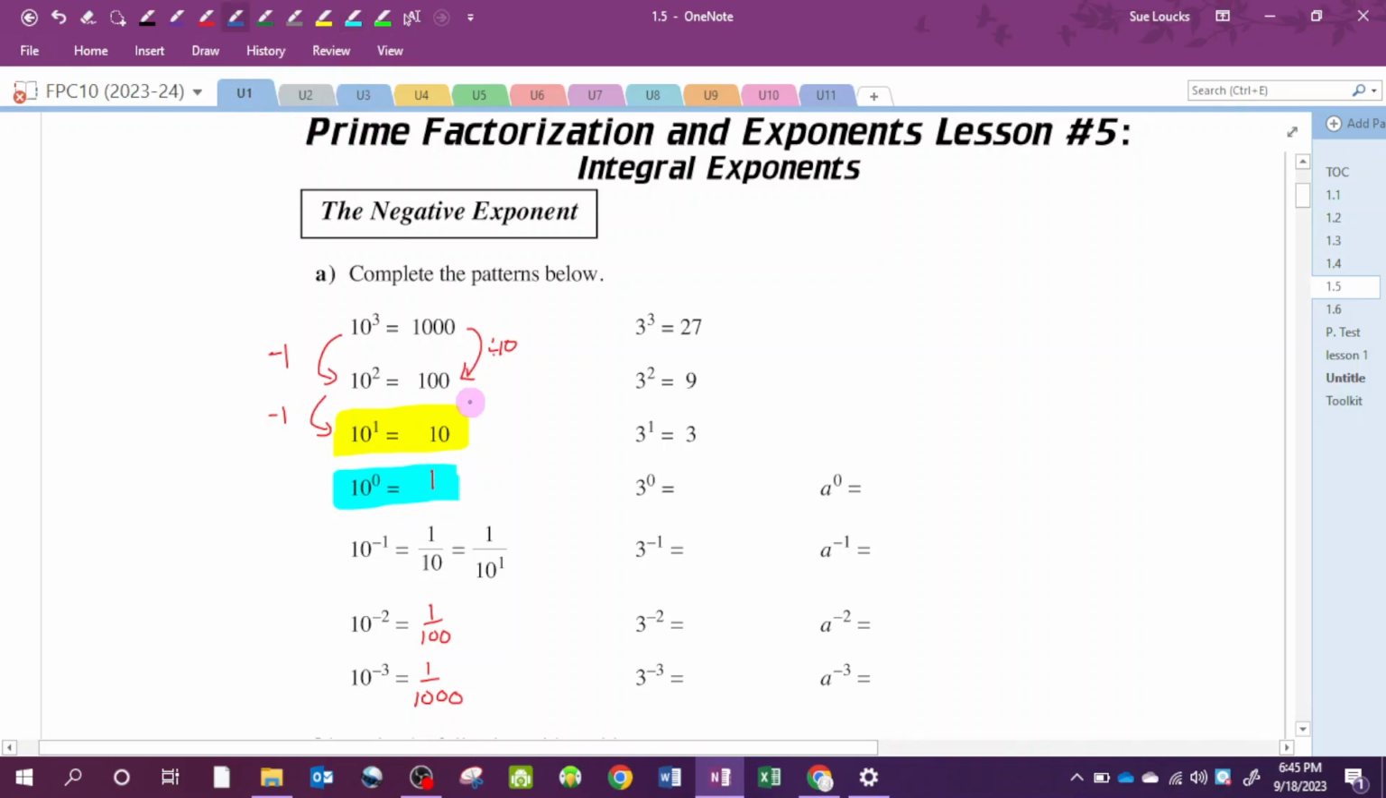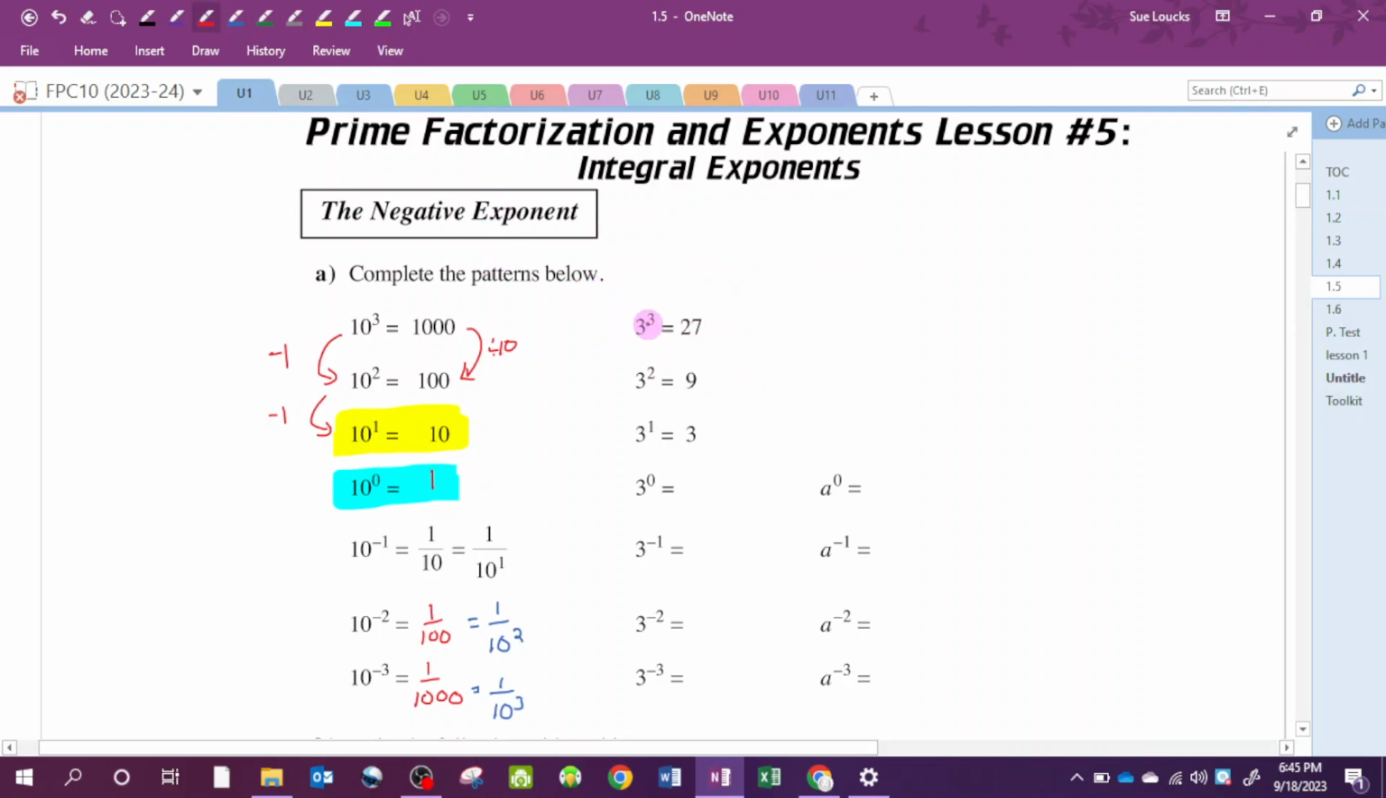And then I want you to take a look at this. I've got 1 over 10, which can also be written as 1 over 10 to the power of 1, because they're the same thing, right? And then 1 over 100, I can write that as 1 over 10 squared. And 1 over 1,000, I can write as 1 over 10 cubed, because 10 cubed is 1,000. So that's that one.